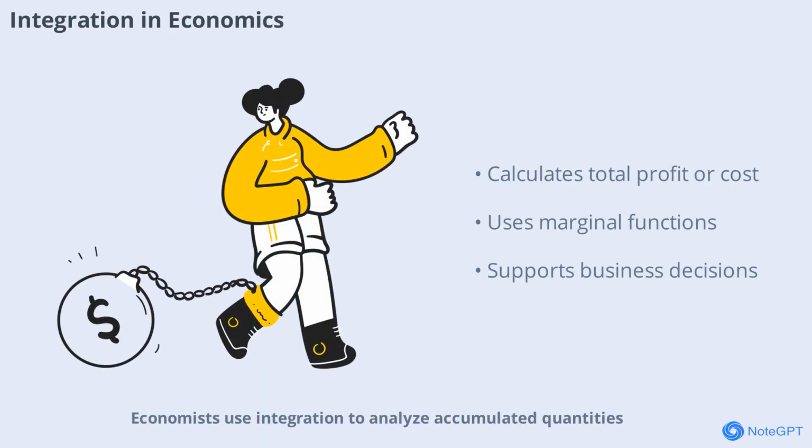Economists use integration to analyze accumulated quantities, such as total profit, cost, or revenue over time. By integrating a rate function like marginal cost or marginal revenue, you can find the total cost or revenue. This approach helps businesses and policymakers make informed decisions based on continuous data, demonstrating the versatility of integration beyond pure mathematics.